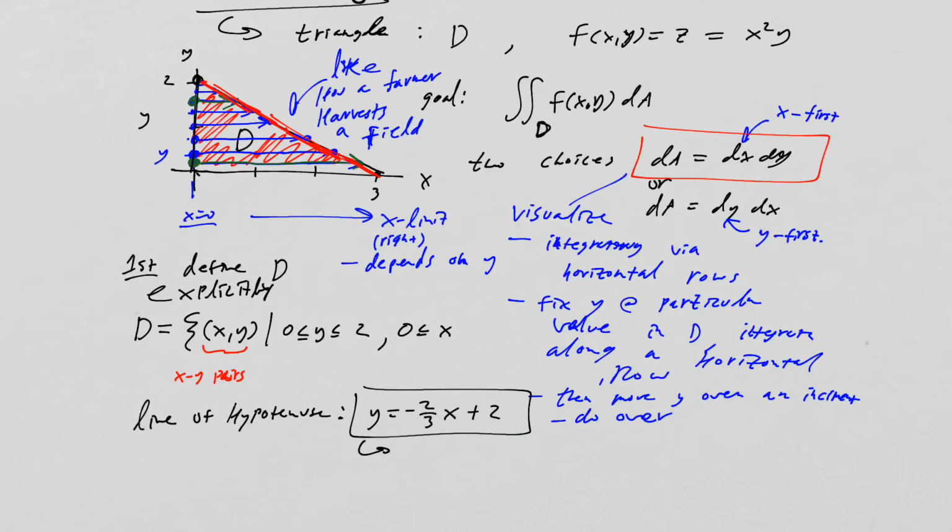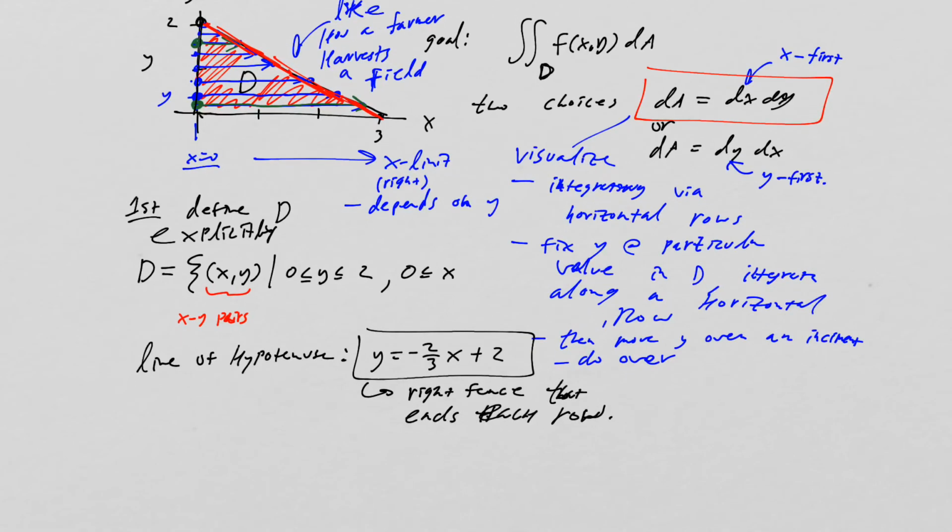You can think of that in terms of the farmer's field. That's basically going to be the right fence that ends each row. Again, that's the metaphor we're using to understand what's going on with this triangle. All right, then, so again, if I fix a y, what I need to do is find the x limit.